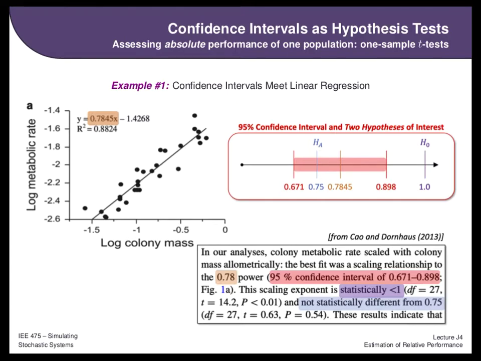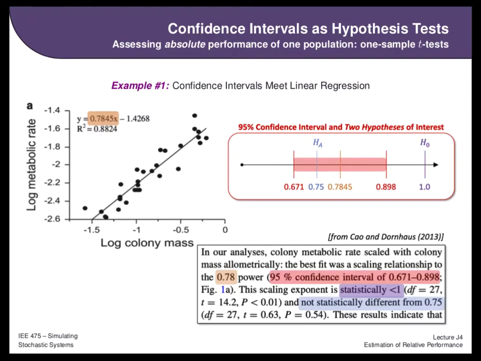So that's just a data transformation. And I apologize for that ambiguity. I'm glad you mentioned that. Yes, this is not statistical power. And then not only do they say it's statistically less than 1, but they go further and say it is not statistically different from 0.75.